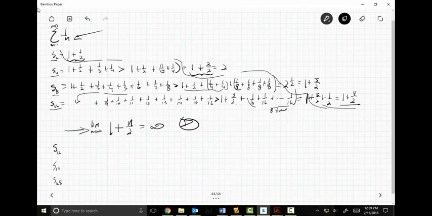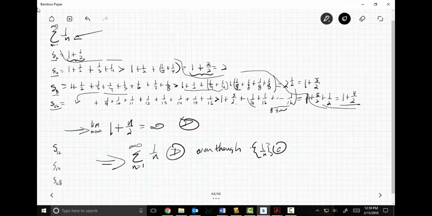Now all this implies that the sum as n goes from 1 to infinity of 1 over n is divergent, even though 1 over n converges, and it converges, parenthetically, to 0.